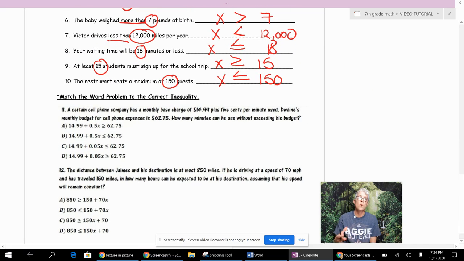Now let's look at full word problems. It says a certain cell phone company has a monthly charge of $14.99. Okay, monthly base charge. I think that's only going to happen one time. Plus 5 cents per minute. Okay, 5 cents. We've got to think about this. This is actually something that's not part of this lesson, but let's talk about it.